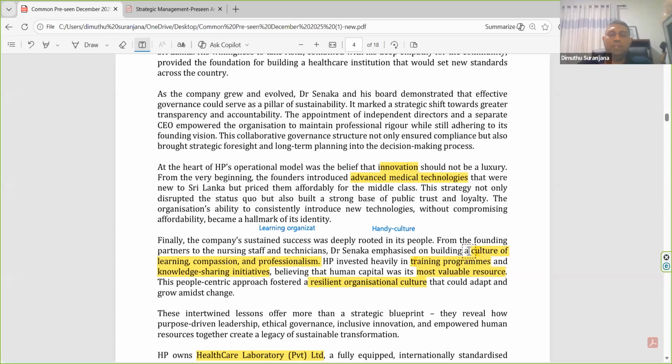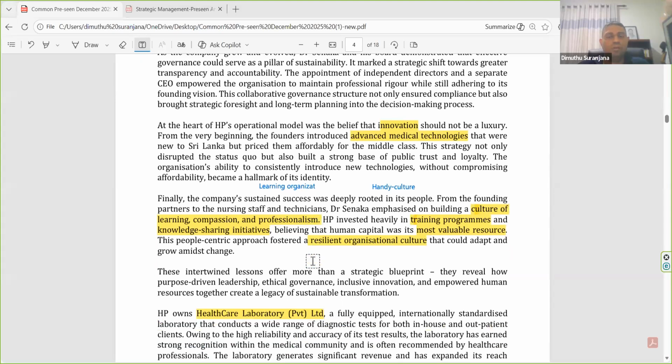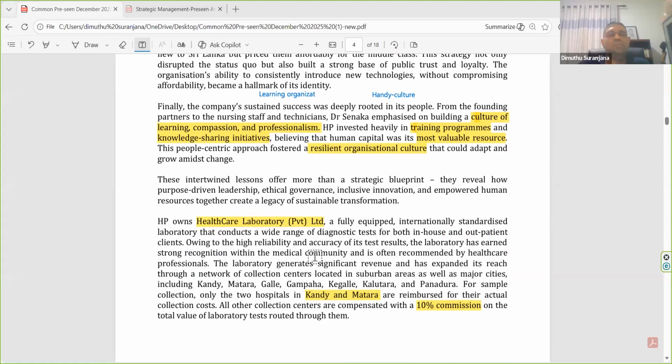It invested heavily in training programs and knowledge sharing initiatives, believing that human capital was its most valuable resource. So human capital was the most valuable resource. This people-centric approach fostered a resilient organizational culture that could adapt and grow with change. These lessons offer more than a studying routine. They reveal how purpose-driven leadership, ethical governance, inclusive innovation, and empowering others together build leaders of sustainable transformation.